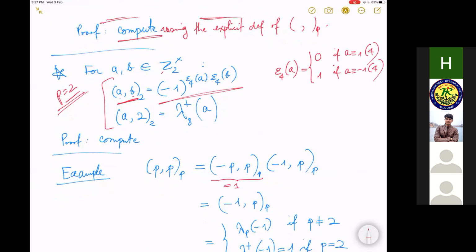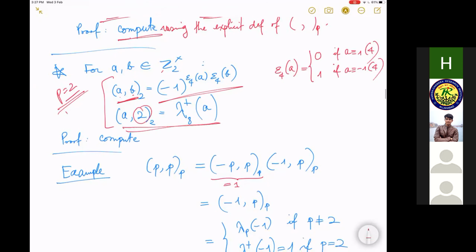And (A, 2)_2, of course 2 is not a unit. It's a uniformizer in Q2, right? We are working over Q2 here. It is lambda 8 plus of A. And lambda 8 of A, if you have at all worked it out, I think it's going to be plus 1 if A is congruent to plus or minus 1 modulo 8, and minus 1 if A is congruent to plus or minus 3 modulo 8, right? That seems to be correct.